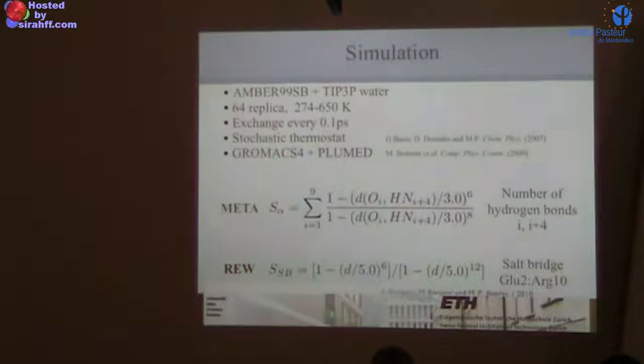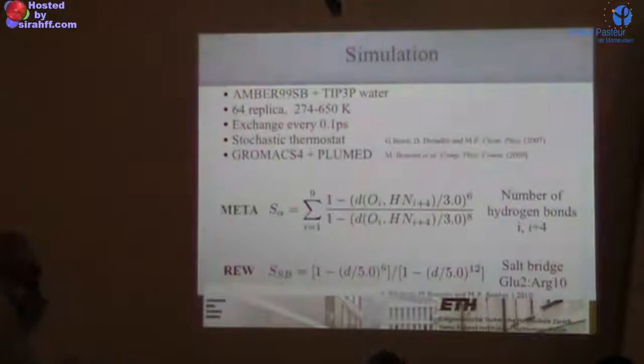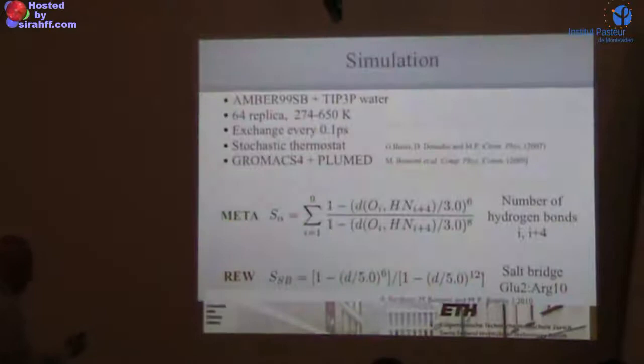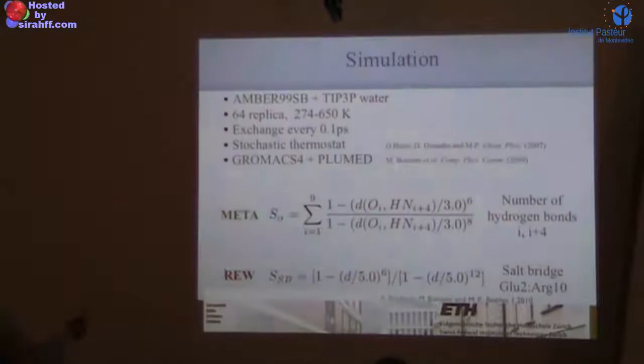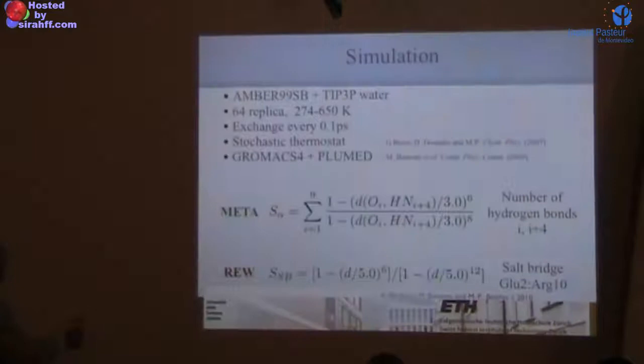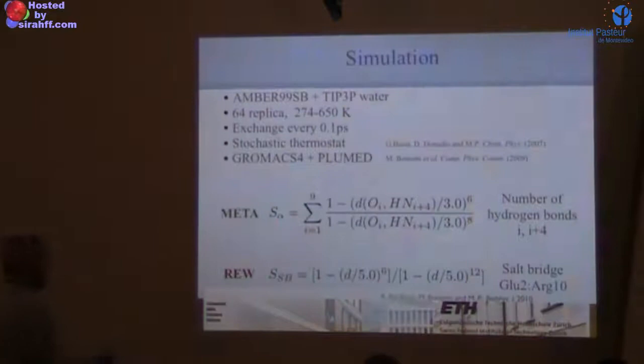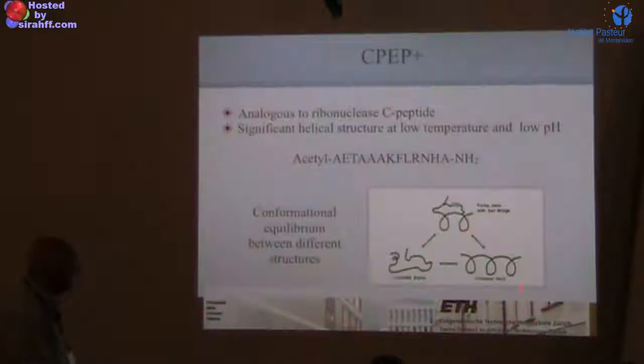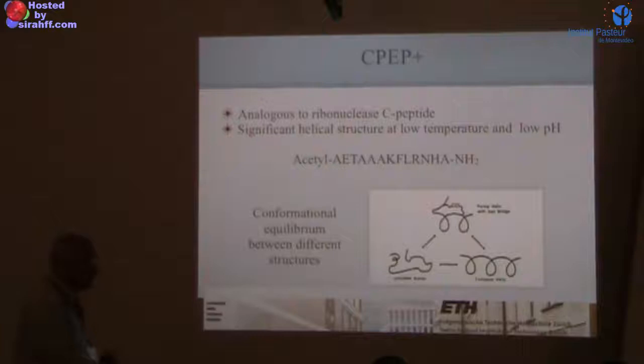Okay. And so what we have done, the authors of this work are Giovanni and Bonomi and so on, we did some simulation with parallel tempering, and we used as collective coordinate the number of hydrogen bonds. So you count the hydrogen bonds; of course, the number of hydrogen bonds will have its largest value in this situation, and the lowest in that situation, so it's a good way of distinguishing between one and the other.